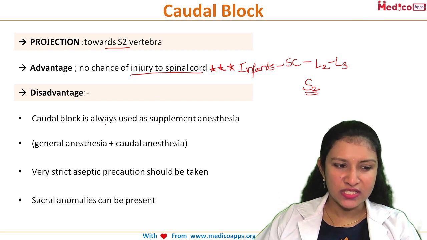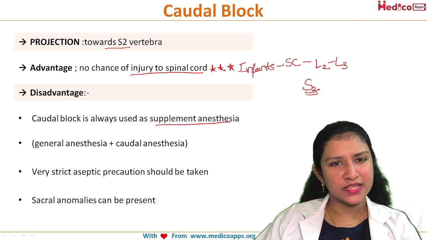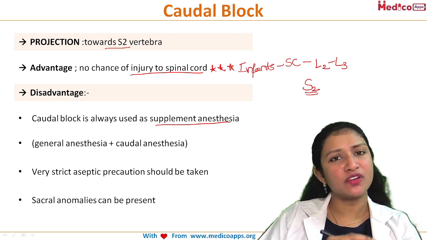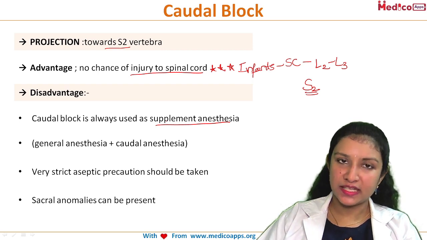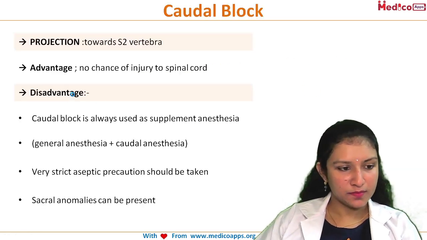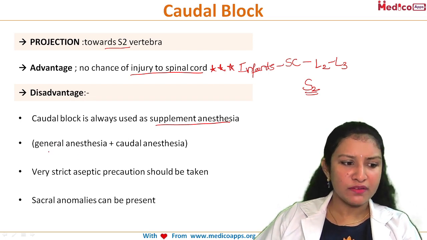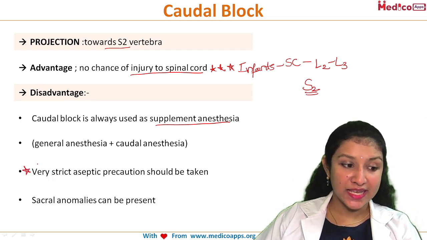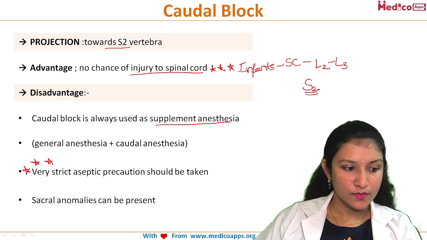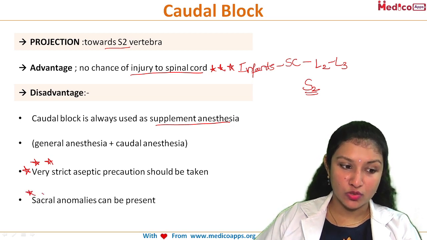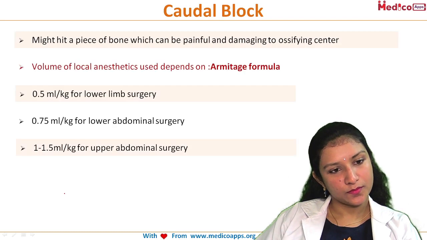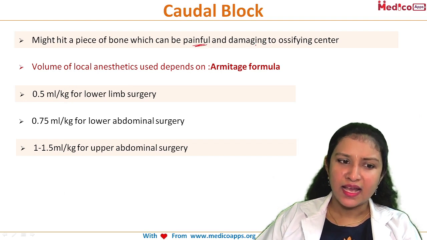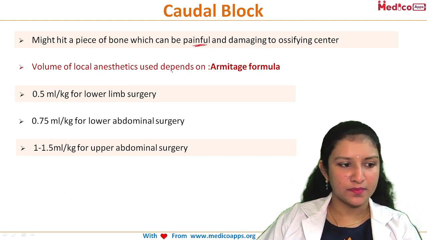Next, coming to disadvantages, it is always used as supplemental anesthesia. That is, you cannot base the whole surgery on caudal anesthesia. It is just a supplemental analgesia. So you have to give both general anesthesia and caudal anesthesia. You have to follow very strict aseptic precautions for this. And sacral anomalies can also be present. You might hit a piece of bone, which can be painful and damaging to the ossifying center.